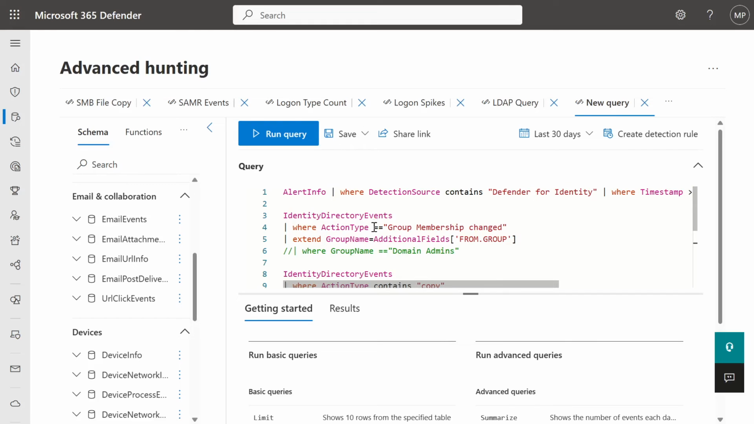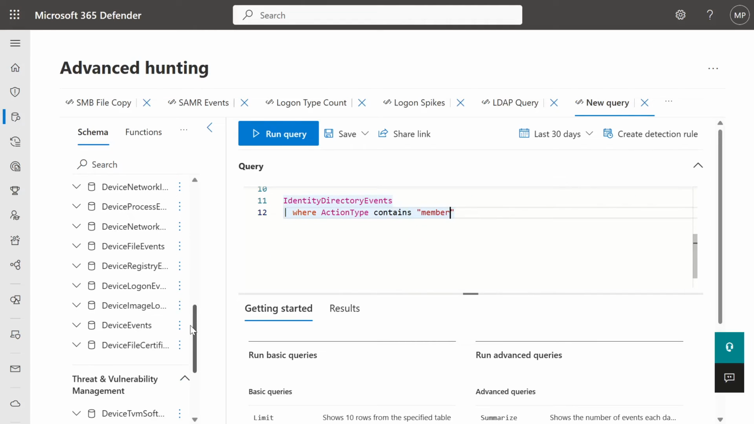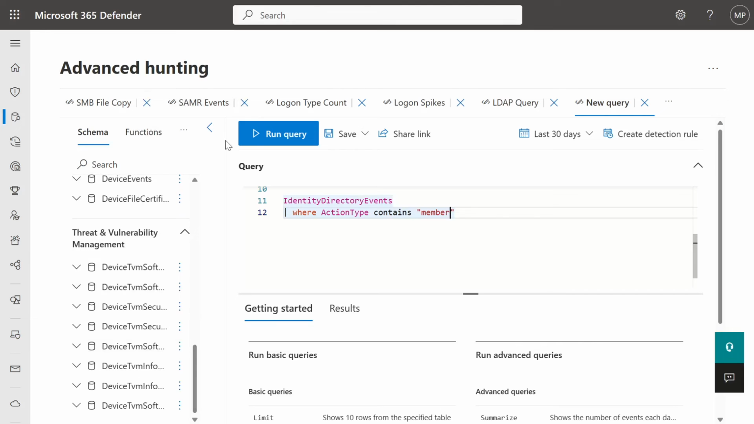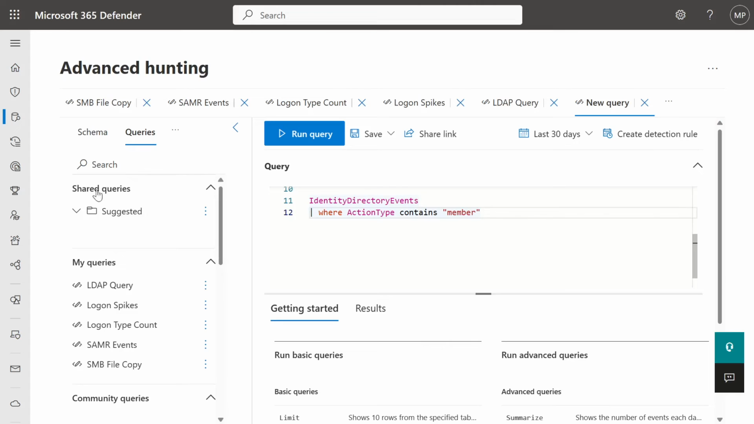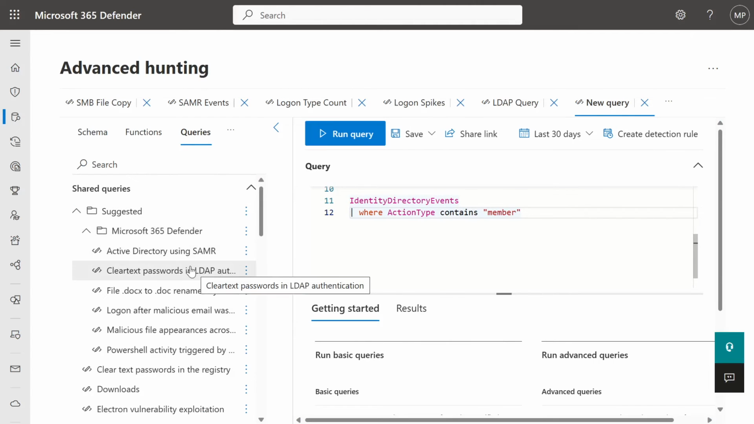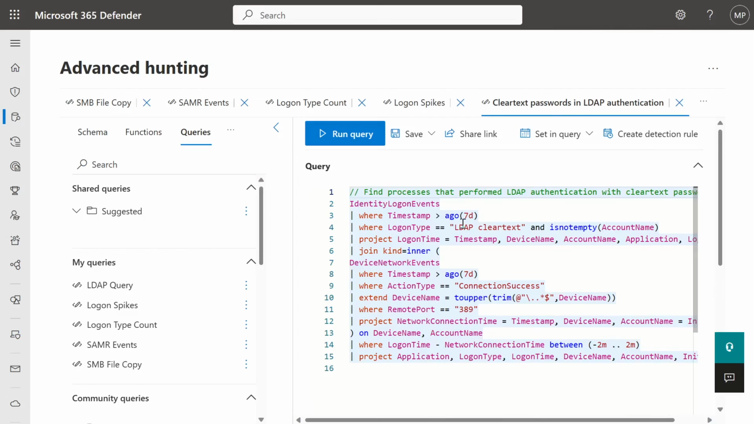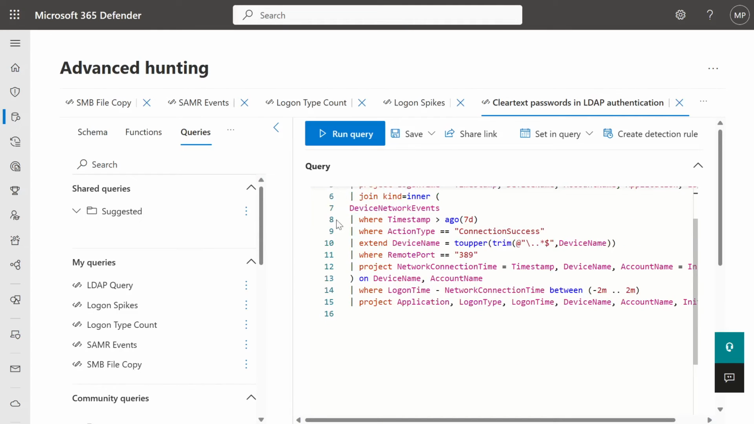I also have other examples for identity queries. Some of them can be easily accessed because we have them published to all of our customers. So in suggested, this is a good example for data that is coming from both places. In this one, we have identity logons that are coming from Active Directory, and we are correlating this data with device network activities in order to find out any logons that had their password in clear text as part of the authentication activities, and the connection was successful.